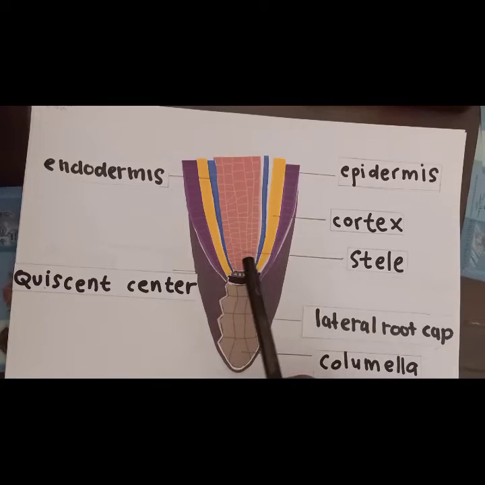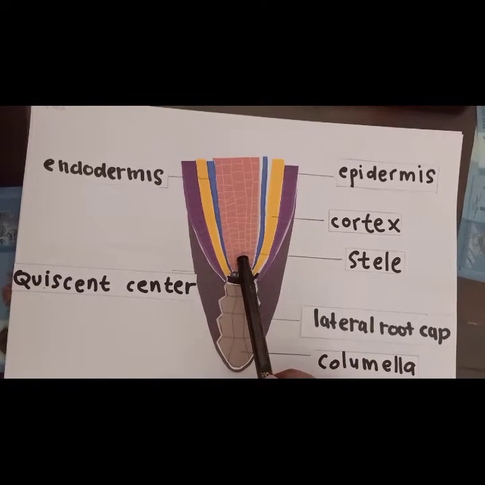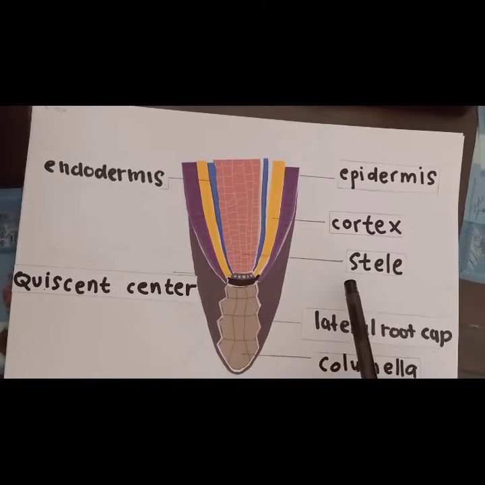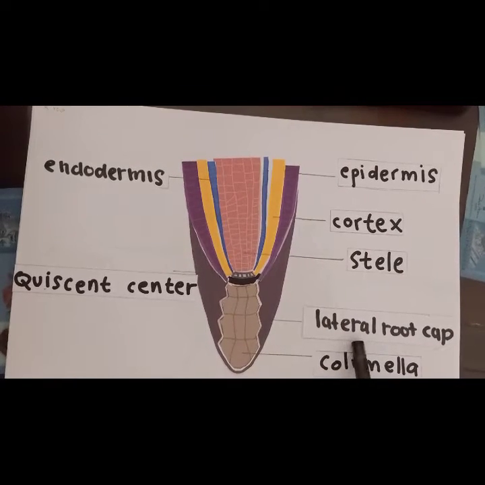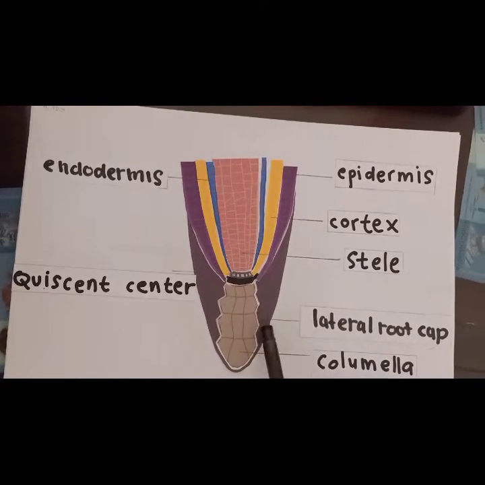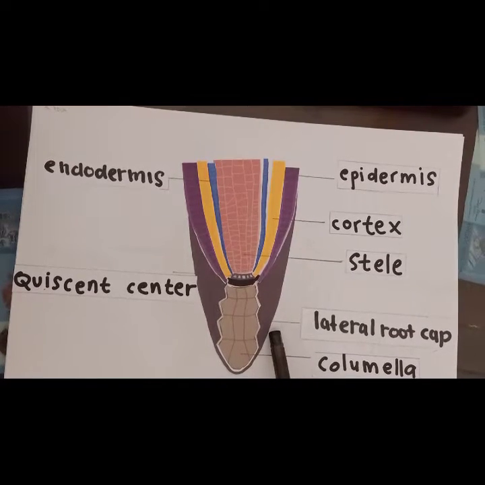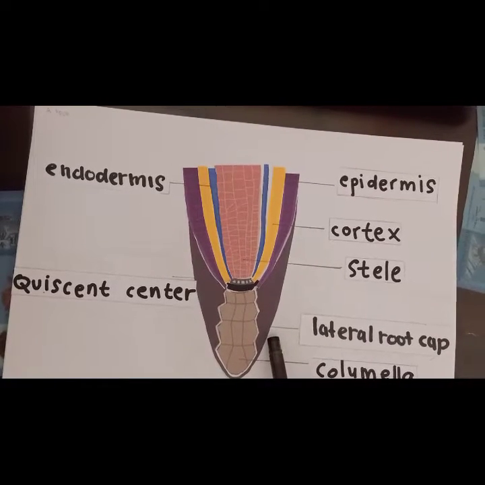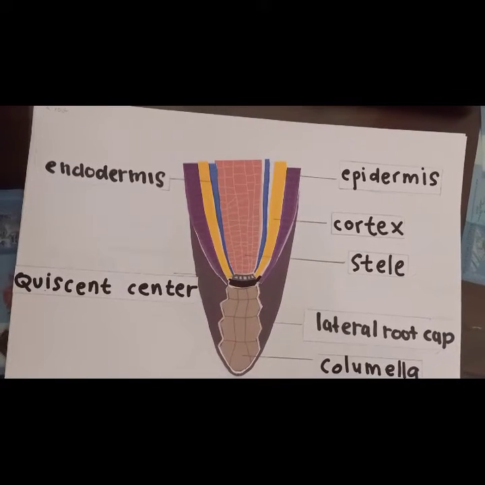Stele, which is in pink color, is used for transport of water, nutrients, and photosynthesis product. This is lateral root caps, which is in the dark color. It is used to protect the growing tips in plants. It is also to enable downward growth of the root.